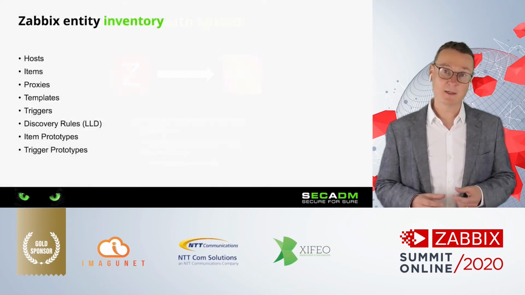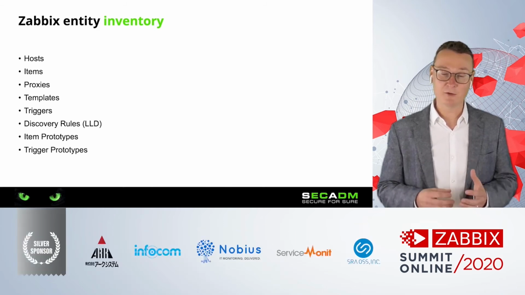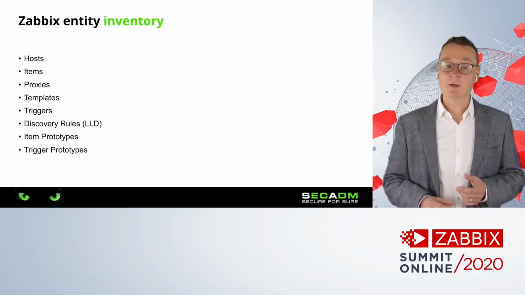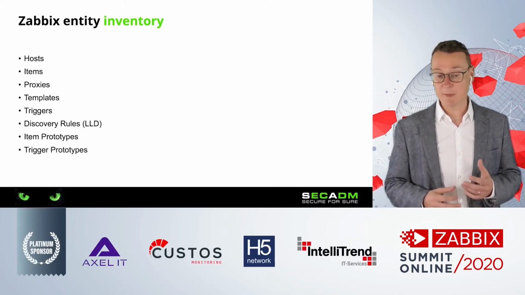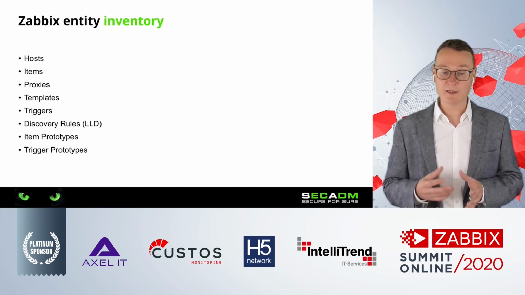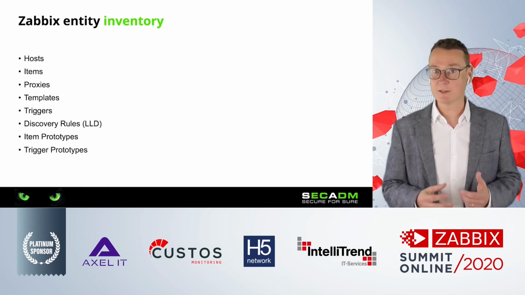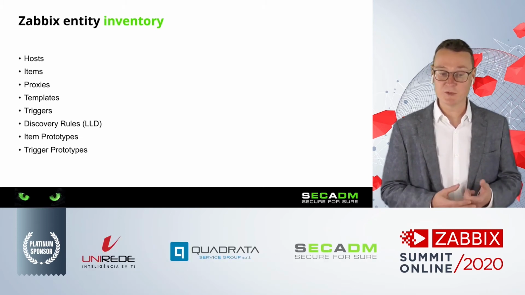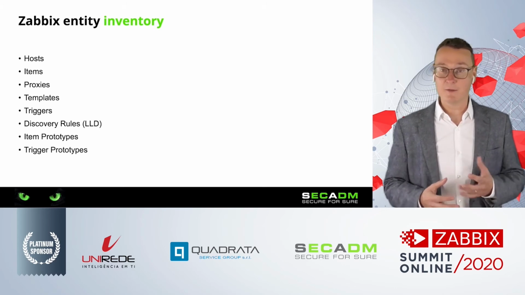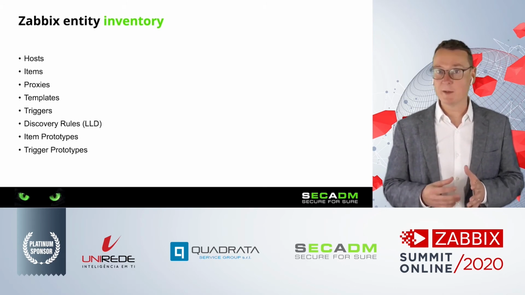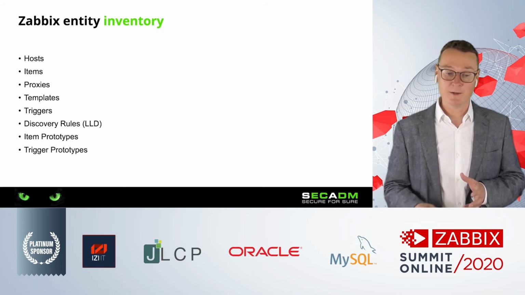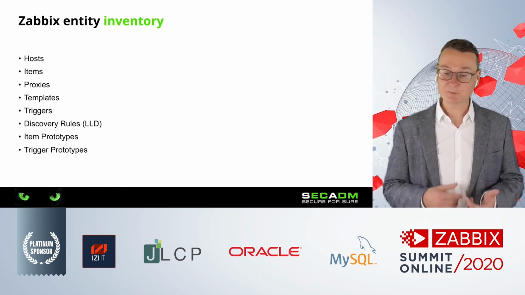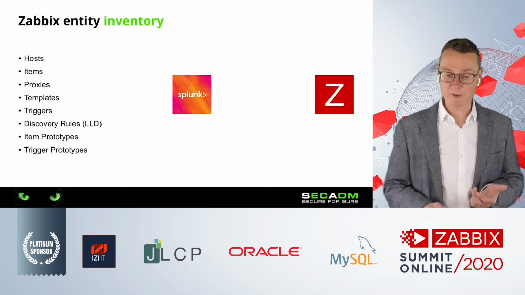So the most important data we actually use to make a lot of analysis of Zabbix data is the data that I call the entity inventory. It's basically the inventory of all those elements inside Zabbix that do not change often, such as hosts, items, proxies, templates, and they are often the base for almost anything else that I want to get out of there.